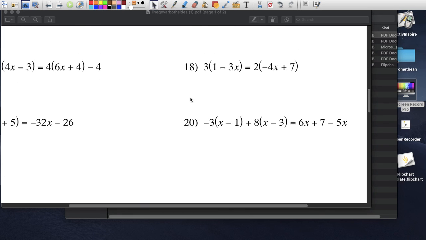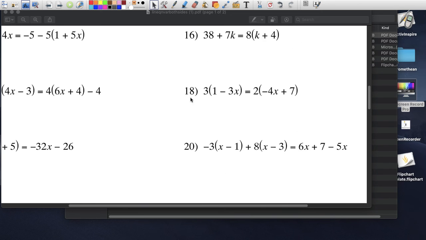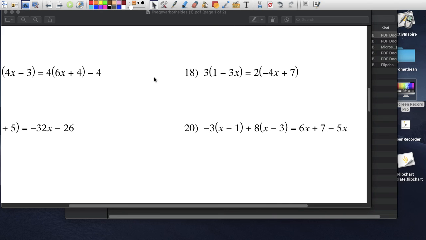20. Really? I feel like there was more to this. Well, alright, so 20 is the little long one, right? So 20.